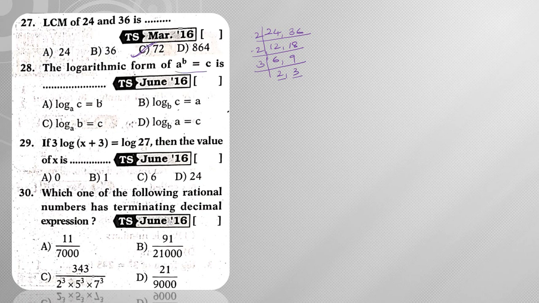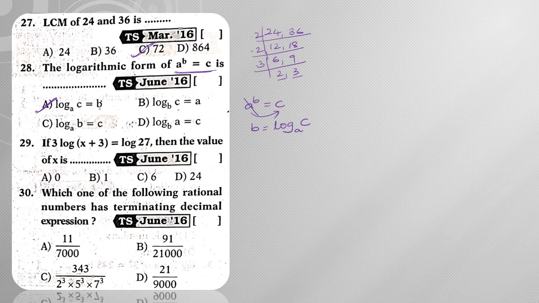Next, the logarithmic form of a power b is equal to c. So a power b is equal to c. To convert exponential form to logarithmic form, what we can do is cancel out the base and transpose it to the right side as a logarithm. So logarithm of base a to the value c. So b is equal to log c to the base a. Option A is my answer, right?